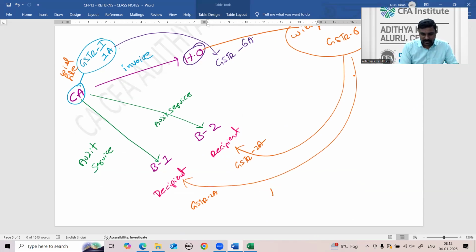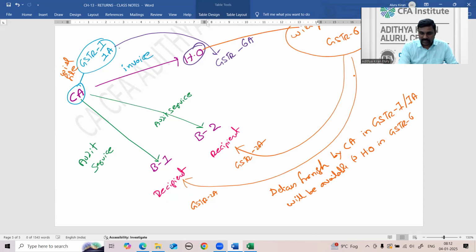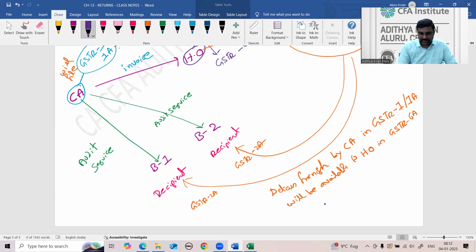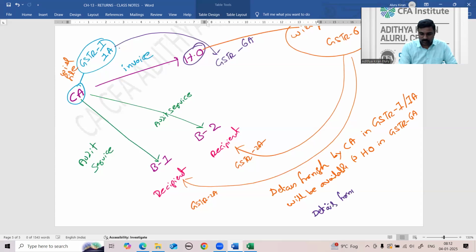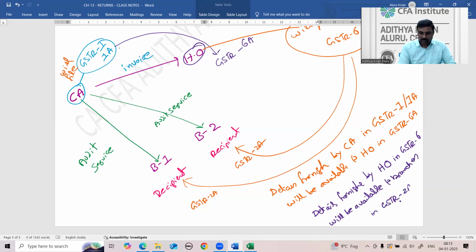So details furnished by CA in GSTR 1 or 1A will be available to head office in GSTR 6A. Details furnished by head office in GSTR 6 will be available to branches in GSTR 2A. That is what.